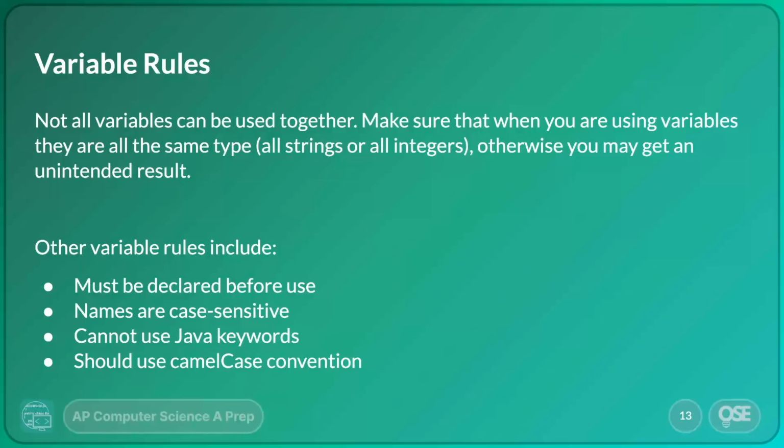Some other important variable rules that you need to know include that variables must be declared before they're used. Variable names are case sensitive. Variables cannot use Java keywords. And variables should use the camel case convention. However, that's more of a norm and not a specific rule that you have to follow.